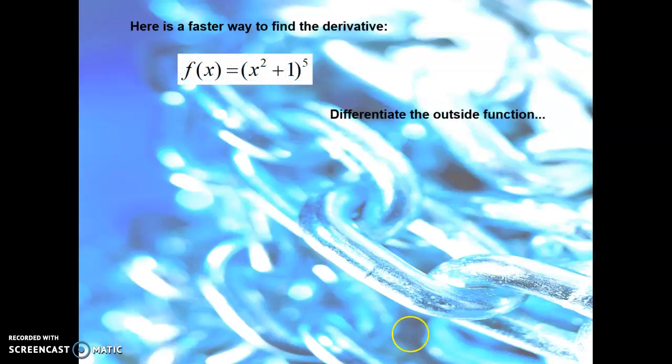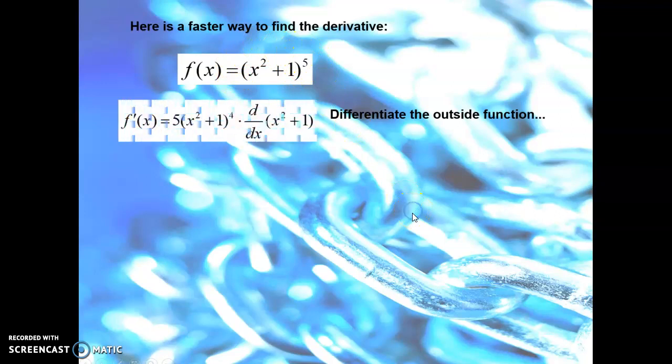Now here's Newton's way of doing it, which is a little bit faster if we have this type of function. We differentiate the outside function. The outside function is the 5. The 5 would come to the front. We would subtract 1 from the exponent, leaving the inside function untouched.